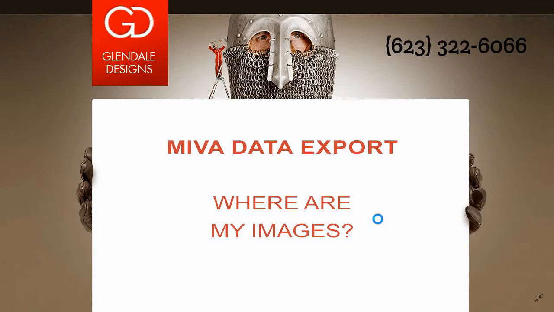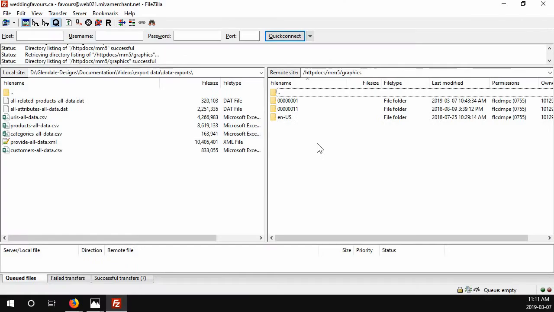So let's go and find where Miva likes to save your images. So same thing, we're going to go and grab our FTP program. So we've logged in, and this time, this is where we want to go. HTTP docs, MM5, graphics. So if your MM5 directory is a store, or if it's Merchant 2 or Merchant 5, then it would be there. But it's going to be in a graphics folder within there, unless you've got some seriously crazy setup.